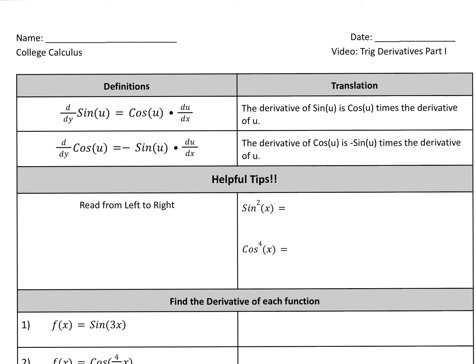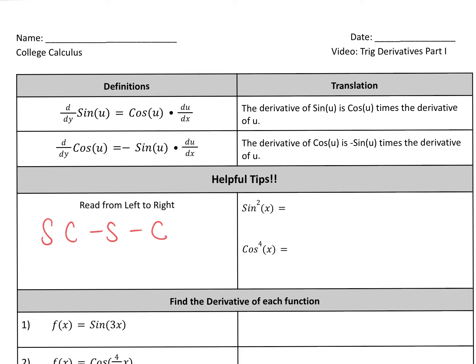Hi everyone. In today's lesson, we're going to talk about trig derivatives. So we already know from the motion of a line that sine, cos, negative sine, negative cos is how we find derivatives. The derivative of sine is cos, the derivative of cos is negative sine, the derivative of negative sine is negative cos, and the derivative of negative cos is sine. But we never saw the textbook definition.